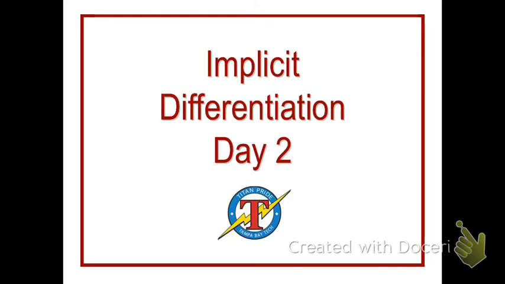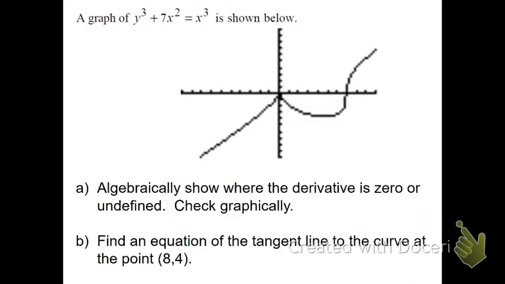Okay, so let's start with this one. They give you the equation. I would like you guys on your own to show where the derivative is 0 or undefined. Okay, algebraically, show where the derivative is 0 or undefined. So, do your implicit differentiation and solve for dy/dx, okay? Hit pause and do that on your own right now.